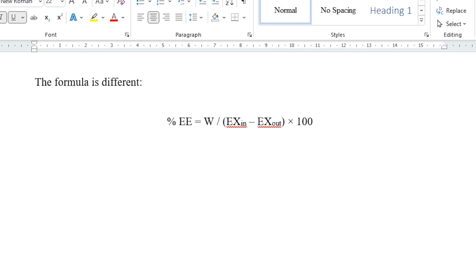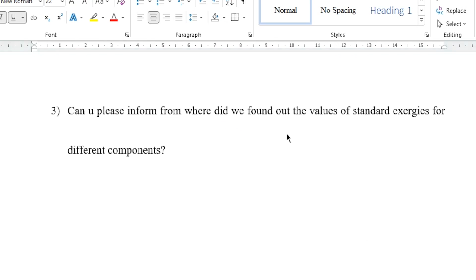Going to question number 3: can you please inform me from where we found the values of standard exergies for different components? This data is easily available in literature. If you go to Google, you simply search standard chemical exergy values for nitrogen, for oxygen, for argon, for water, for methane, anything.